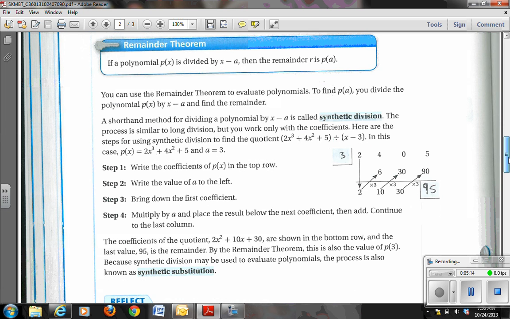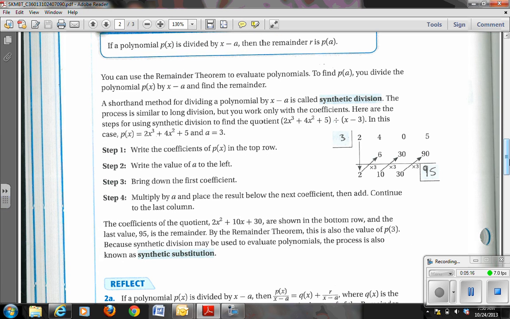Kind of interesting. Okay, so it says you can use the remainder theorem to evaluate polynomials. So to find p of a, you divide the polynomial p of x by x minus a and find the remainder. Okay, a shorthand method for dividing a polynomial is called synthetic division. Okay, so there's this process here, and it's off to the side. This is what it looks like.